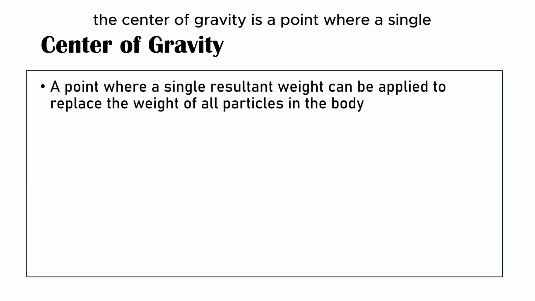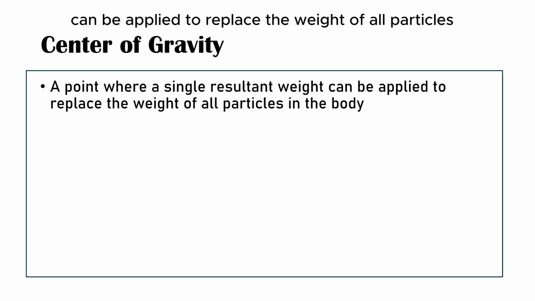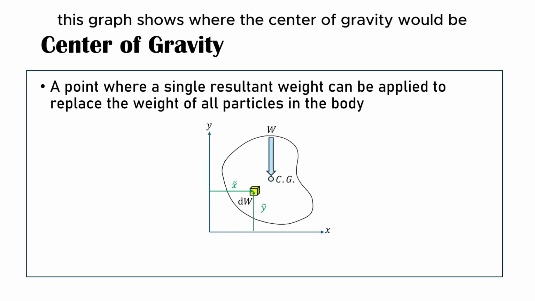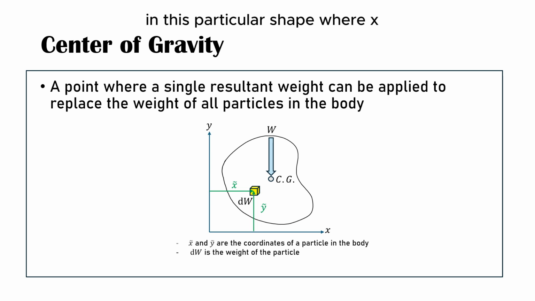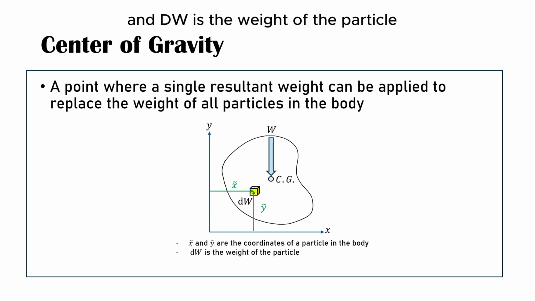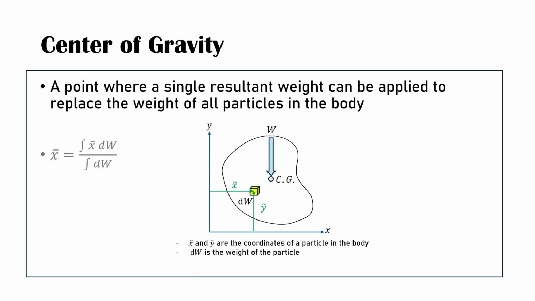The center of gravity is a point where a single resultant weight can be applied to replace the weight of all particles in the body. This graph shows where the center of gravity would be in this particular shape, where x squiggly and y squiggly are the coordinates of a particle in the body and dW is the weight of the particle. We can then find the coordinates of the center of gravity using these equations.